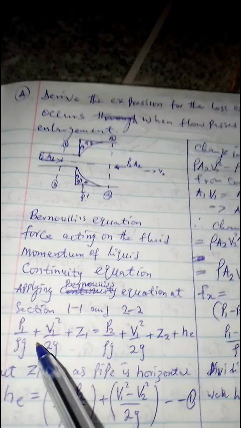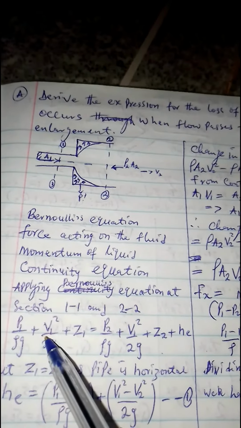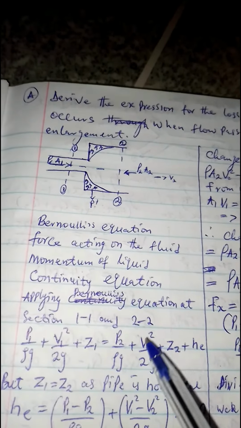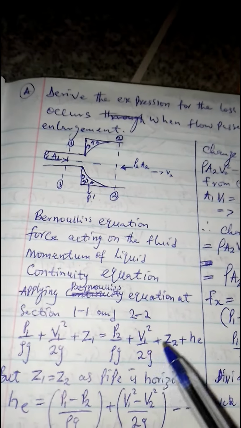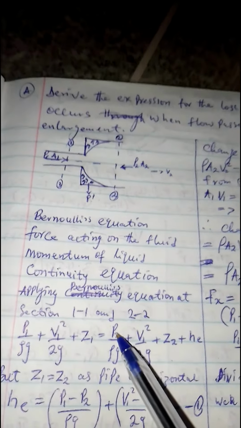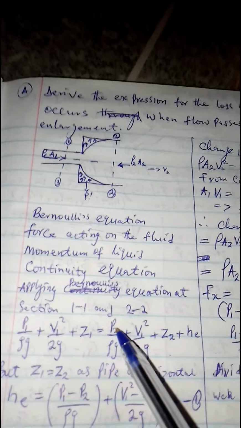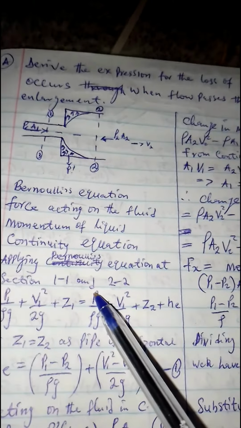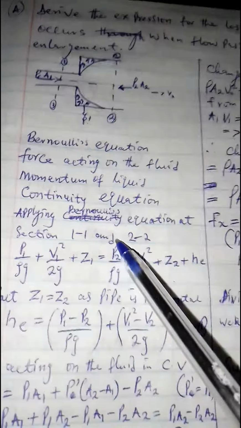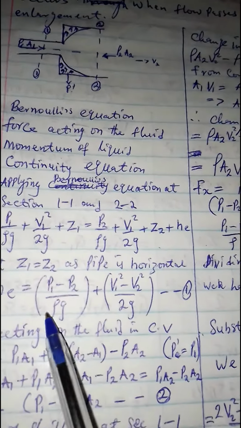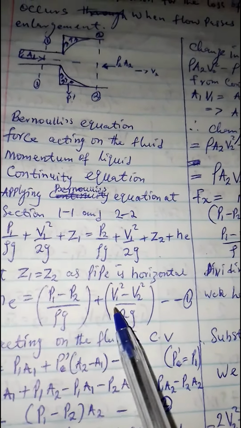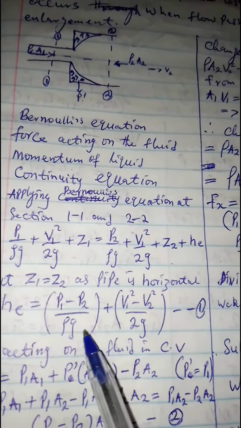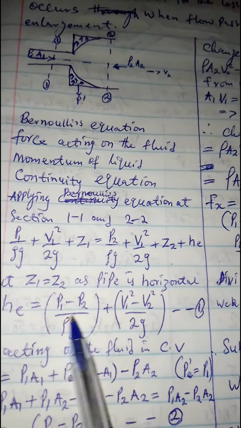First of all, let's apply Bernoulli's equation at section 1 and 2. So we have P1 over rho g plus V1 squared over 2g plus Z1 equals P2 over rho g plus V2 squared over 2g plus Z2 plus HE. Since we are dealing with a horizontal pipe, the elevation at the first section and second section are the same, so that will cancel out. Then you make HE the subject of the formula, because that's the area of interest. So we have the change in pressure over rho g plus the change in kinetic energy. So we now have our equation 1.